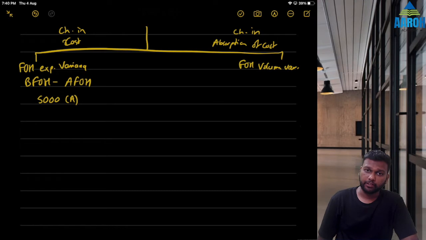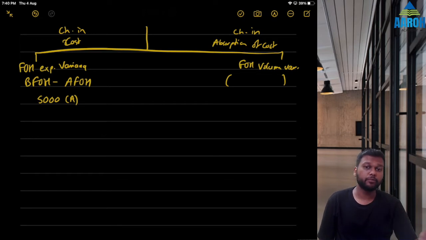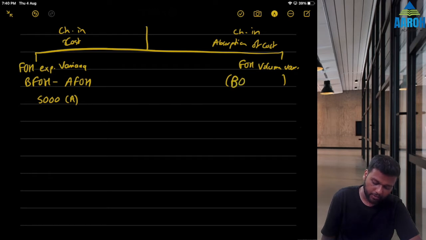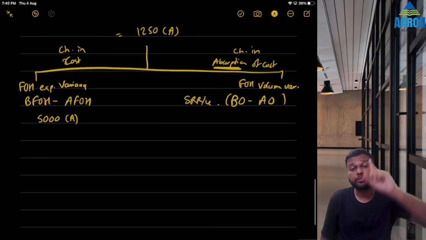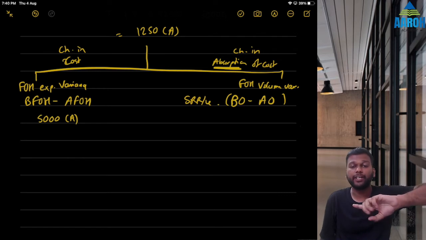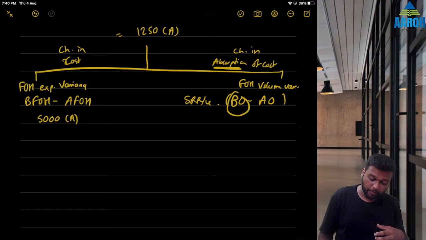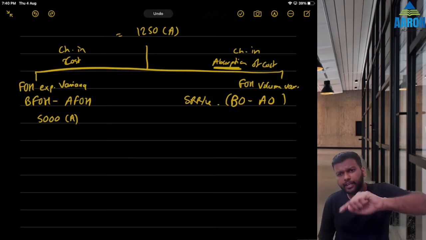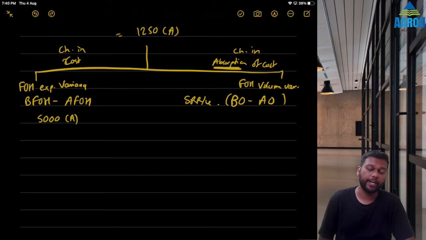Fixed overhead volume variance. Now volume is output. Understand, this variance is not the difference between standard and actual. This variance is difference between budgeted and actual, into obviously SRR per unit. Why? Because absorption is based on budgeted output, not standard output, right? When do we decide absorption rate? At the beginning of the year, when we have budgeted figure, and at the year end we will get actual figure. So volume variance is between budgeted and actual, not standard and actual.